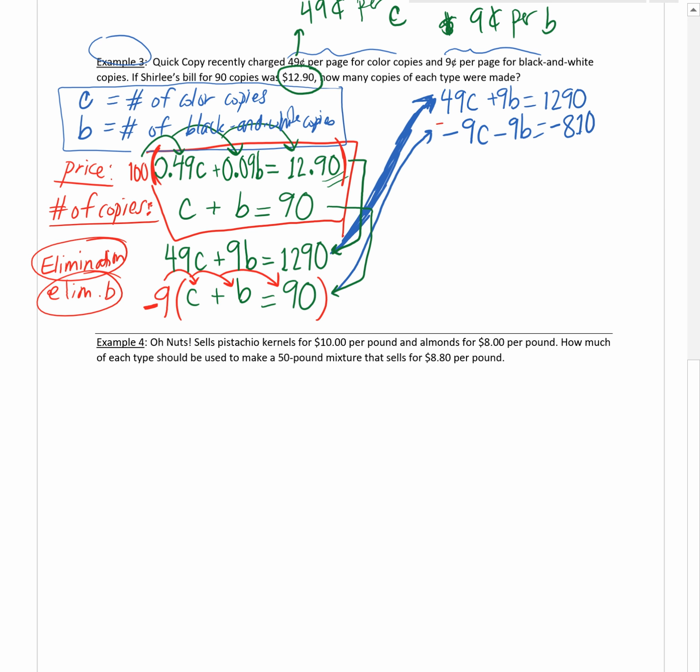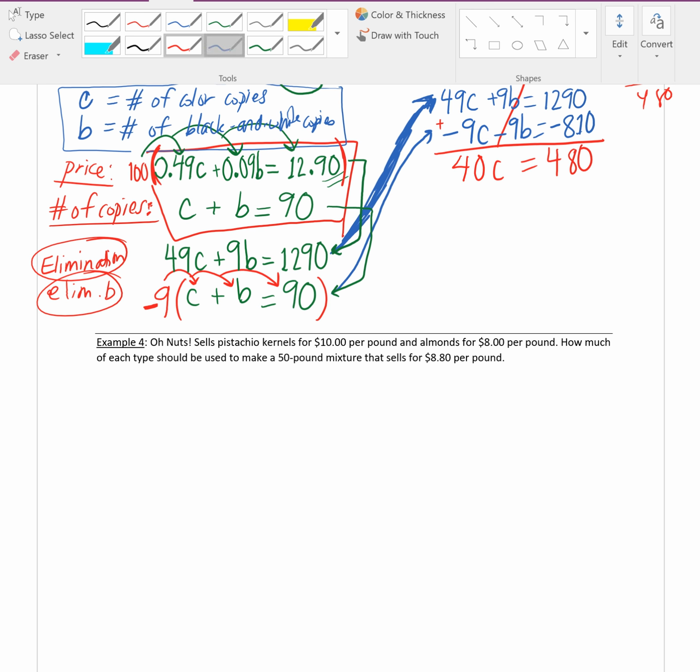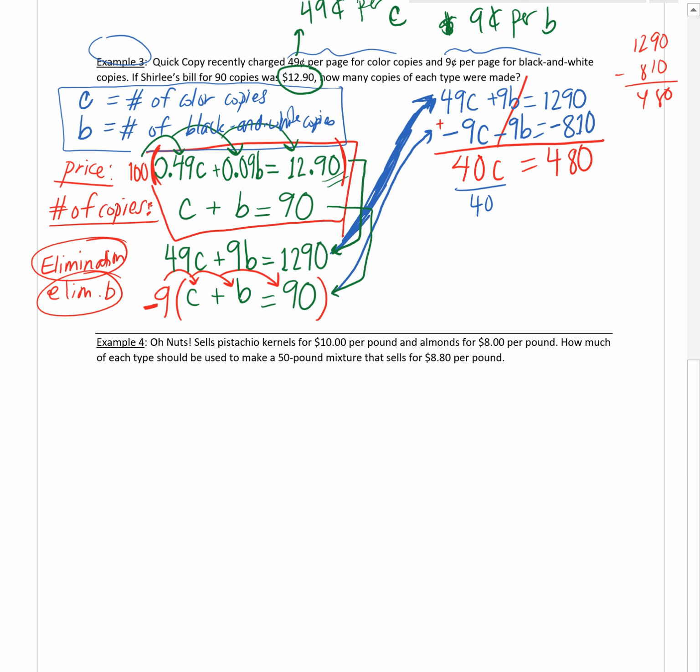Now we're ready to add those together, and I hope something nice will happen here. Well, the 9B's cancel, which is good. What are we left with here? 49C minus 9C is 40C. What's 1290 minus 810? I might have to think about that. 810, 80, 480. Okay, 480. All right, now I'm ready to solve for C. If I divide both sides by 40, then what's C there?